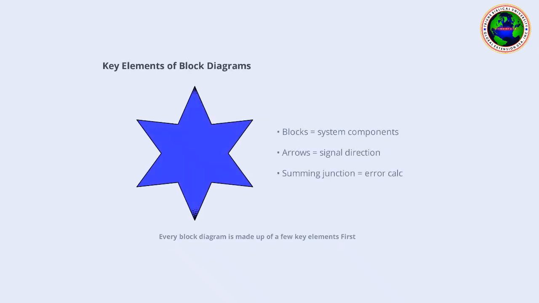Every block diagram is made up of a few key elements. First, the blocks themselves represent the main components, like controllers, actuators, and sensors. Arrows indicate the direction of signal flow, showing how information travels through the system. The summing junction is where the system calculates the error between the reference and the actual output. These elements work together to create a clear picture of how the system operates.